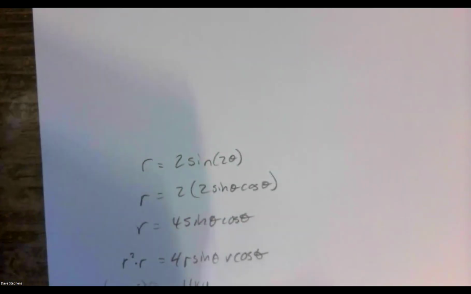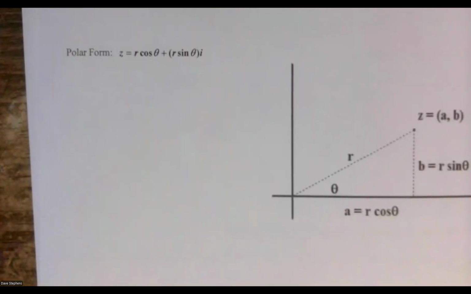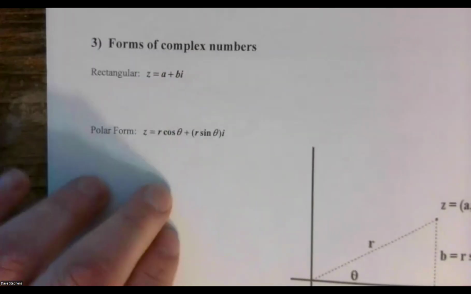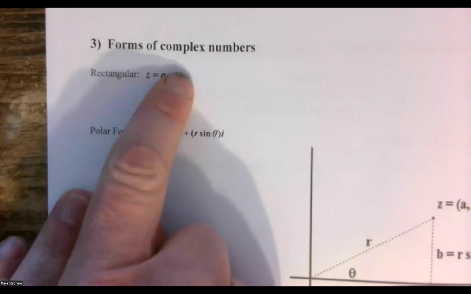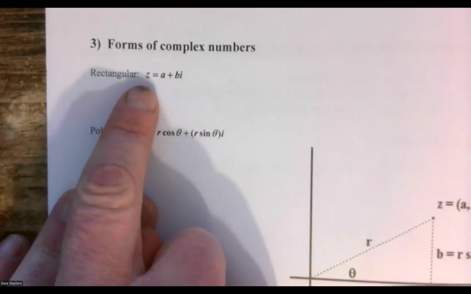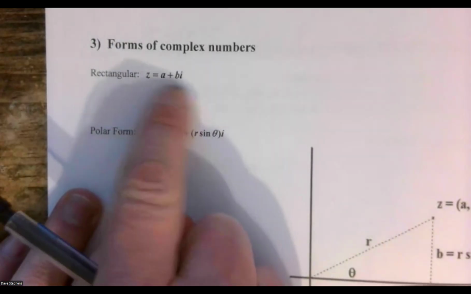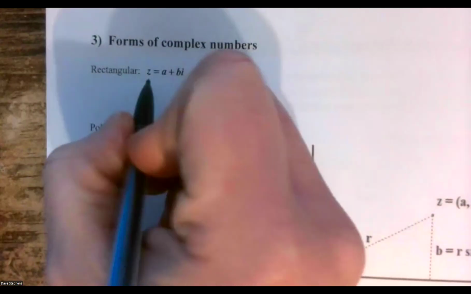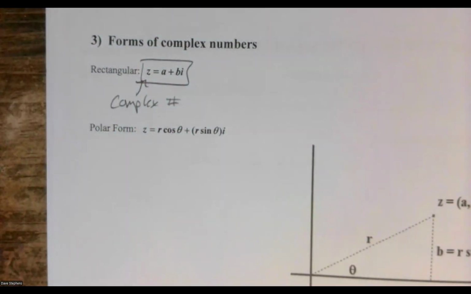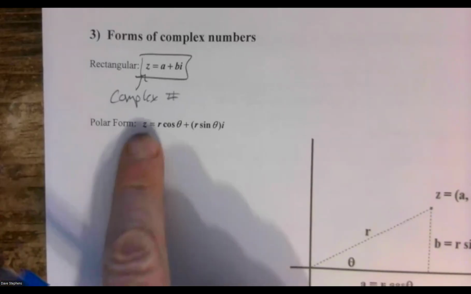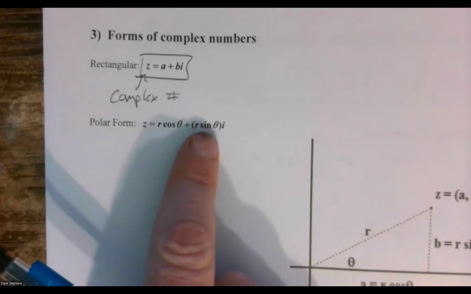So, get to it. We're going to say that in rectangular form, coordinate points are in the form of a plus bi, or z equals a plus bi. All right, z is a complex number. We're going to use z as our complex number for all this. And no, it's not the z-axis in three-dimensional. It's not the same. Polar form, z is equal to r cosine theta plus r sine theta i.